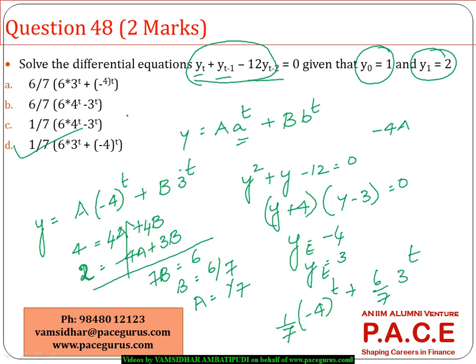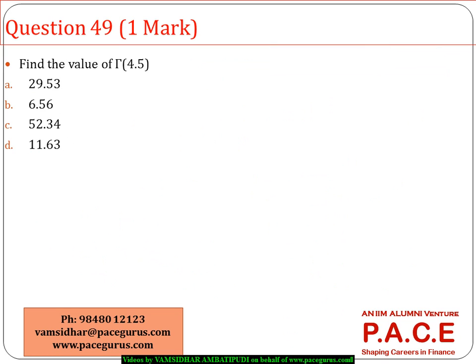Alright. Moving on to the next question here. Find the value of gamma 4.5. Gamma 4.5 is nothing but, you keep multiplying 3.5 into 2.5 into 1.5 into 0.5 into gamma 0.5, which is square root of pi. Right? You can simply do this multiplication exercise.